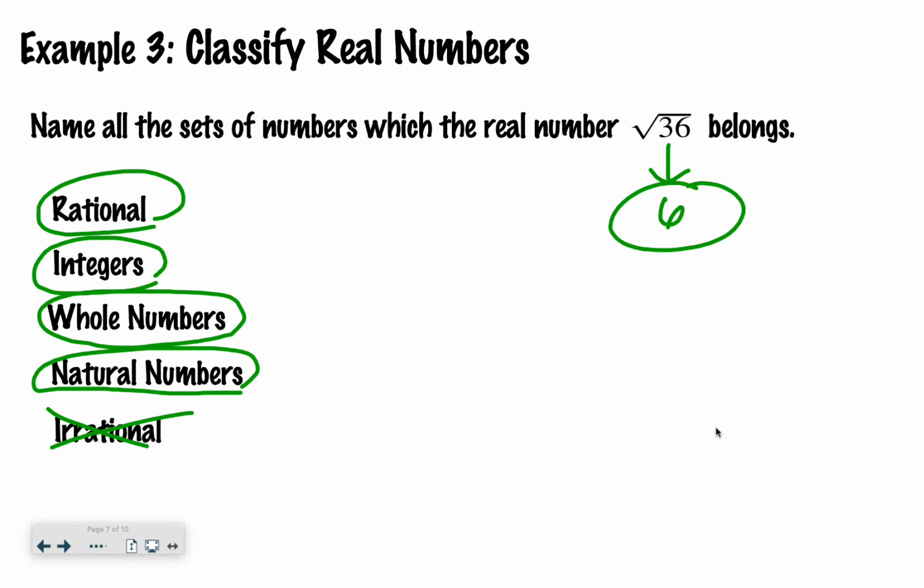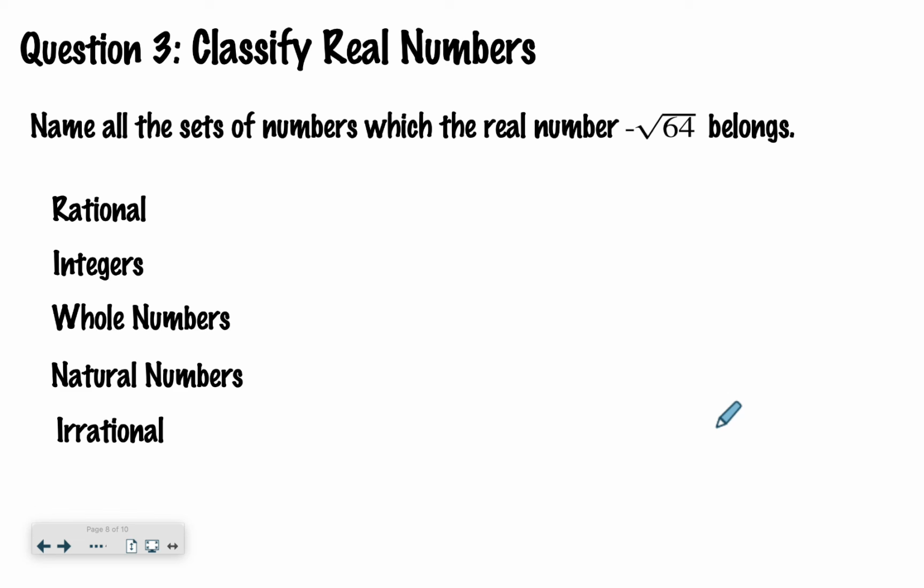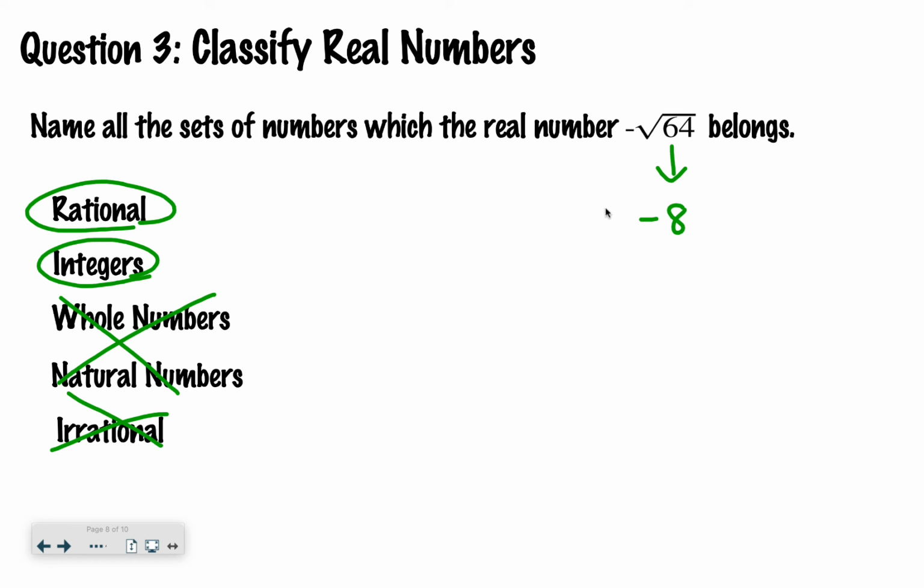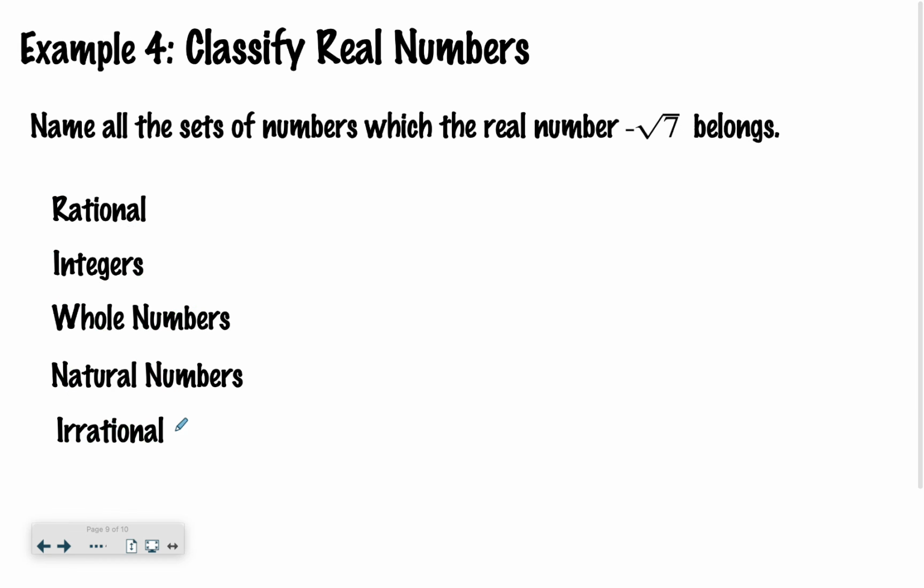All right. Now I want you to try and name all the sets of numbers to which the real number, the negative square root of 64, belongs. Good luck. All right, hopefully you determined that -8 is rational. It is an integer, but it is not a whole number, natural number, and it's not irrational. If you have questions about that, please be sure to ask for some help.